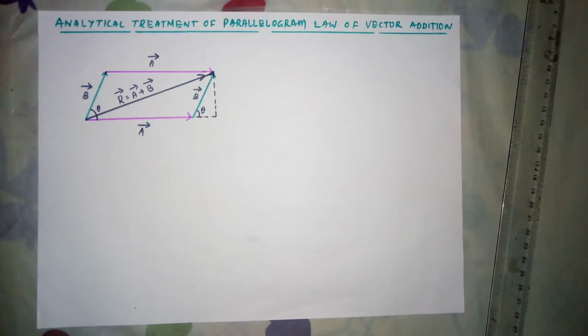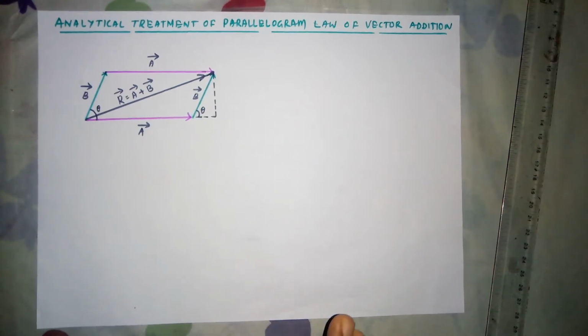So by using the parallelogram law of vector addition, we said that we can find the resultant of two vectors. How do we state the parallelogram law of vectors? If two vectors are represented by two adjacent sides of a parallelogram, then the diagonal passing through the common origin or the common tail gives us the value of the resultant. That was the parallelogram law of vector addition.